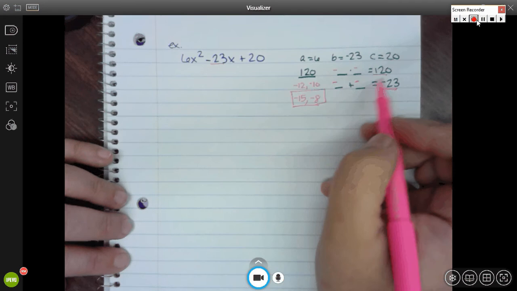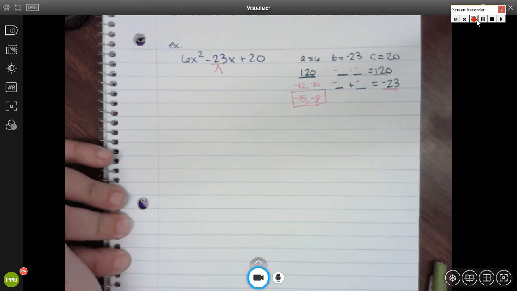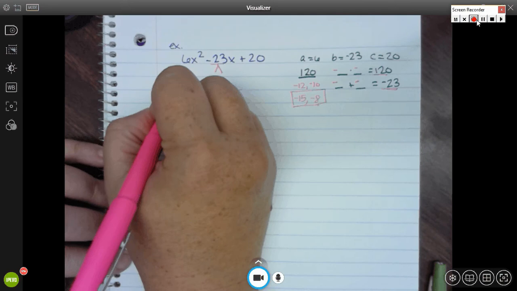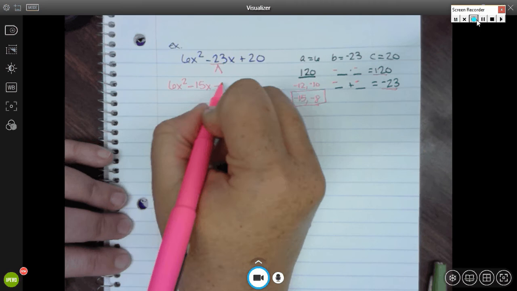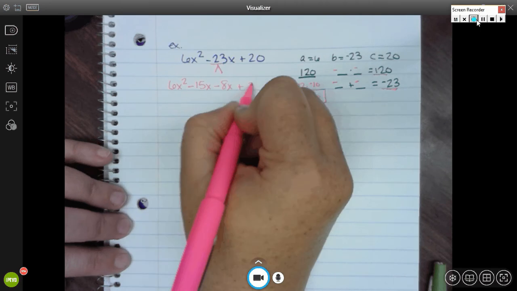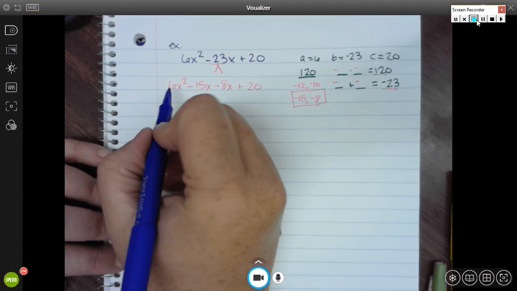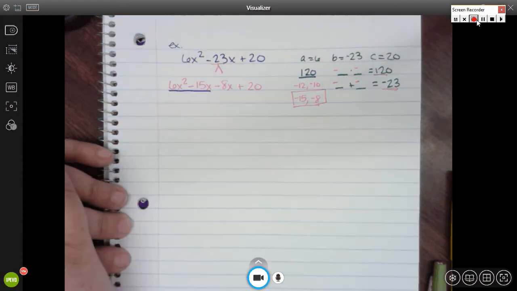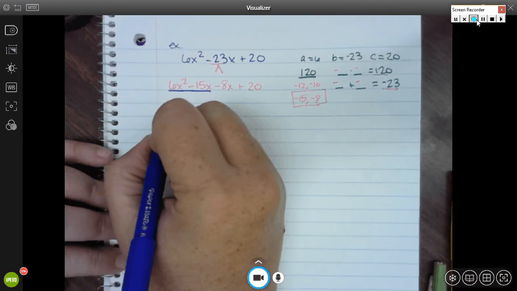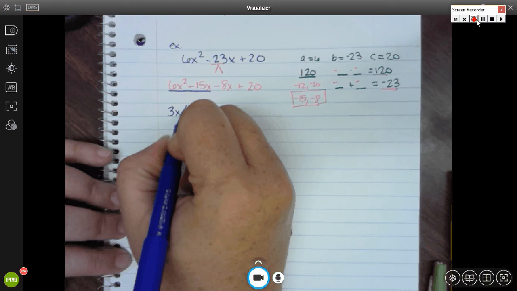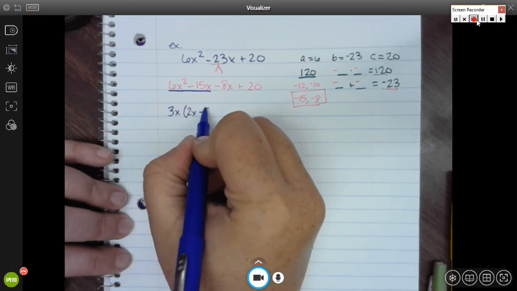Multiplied gives you 120. So this is what I'm splitting my middle term up using, right? I've got 6x squared minus 15x minus 8x plus 20. Again, look at this as two separate problems, okay? What is the GCF of 6x squared and 15x? If you said 3x, you are correct. It leaves me with 2x minus 5.